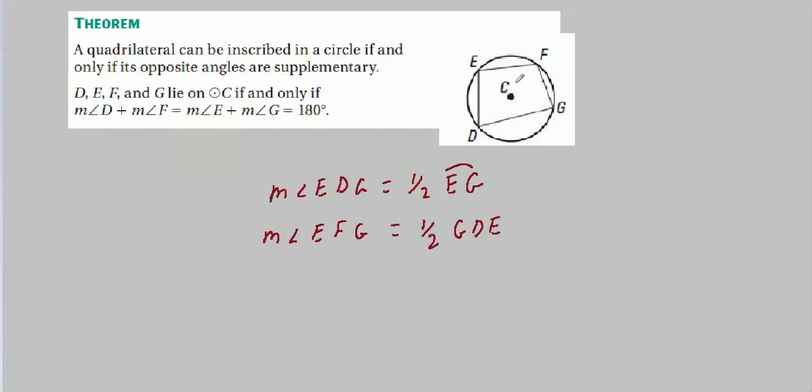In other words, let's take a look at the two opposite angles here. EDG, well, that's half the measure of the arc EG. Okay, so far so good. What about this angle here, EFG? Well, that's half the measure of this arc, GDE. But if we take the arc from here to here, and then take this arc from here to here, what did we just do? We went all the way around the circle, didn't we? Which means that this arc plus this arc must be 360.